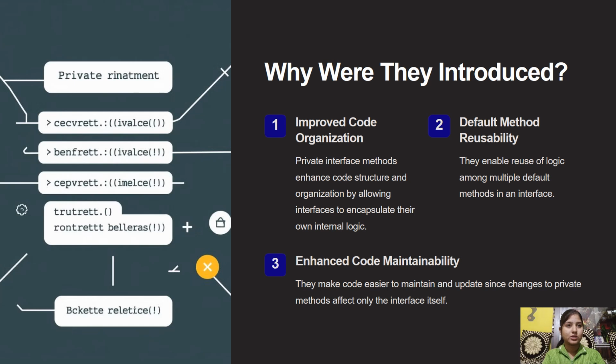Why were they introduced? First one is improved code organization. Private interface methods enhance code structure and organization by allowing interfaces to encapsulate their own internal logic. Second one is default method reusability. They enable reuse of logic among multiple default methods in an interface. Third one is enhanced code maintainability. They make code easier to maintain and update since changes to private methods affect only the interface itself.